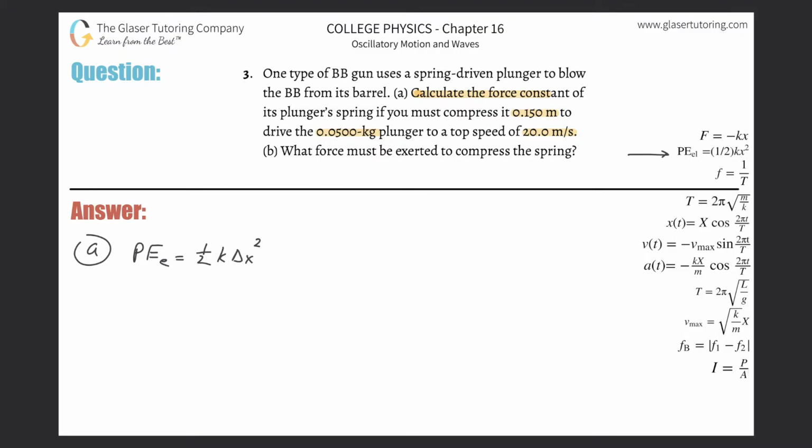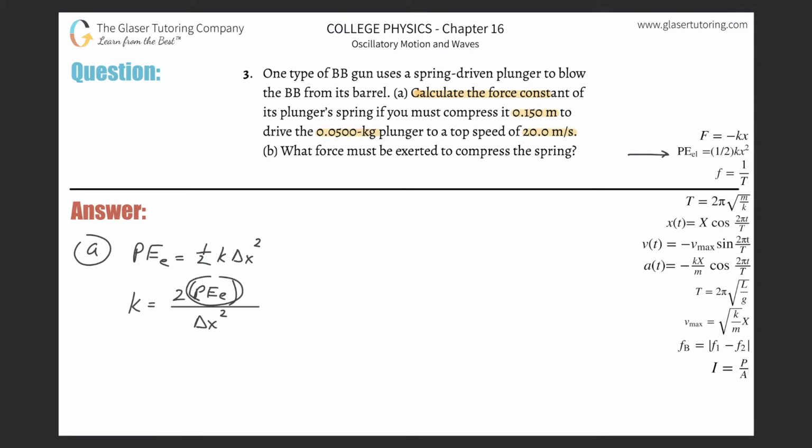So why don't we just reorganize it first? Just doing some algebra here, k will then equal 2 multiplied by the potential energy of the spring, all divided by the change in displacement, or the amount of compression, squared. Now, we know how much it's compressed. It told us it's compressed by 0.15 meters. So we know this value, the delta x. But do we know the potential energy? Well, we don't.